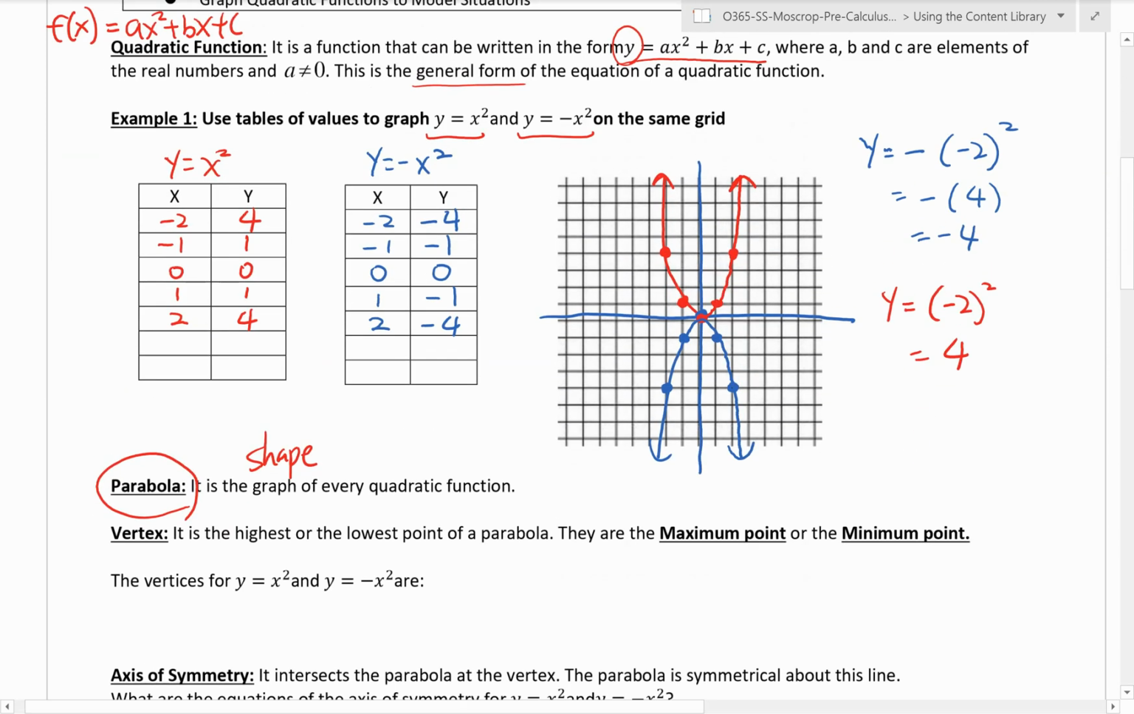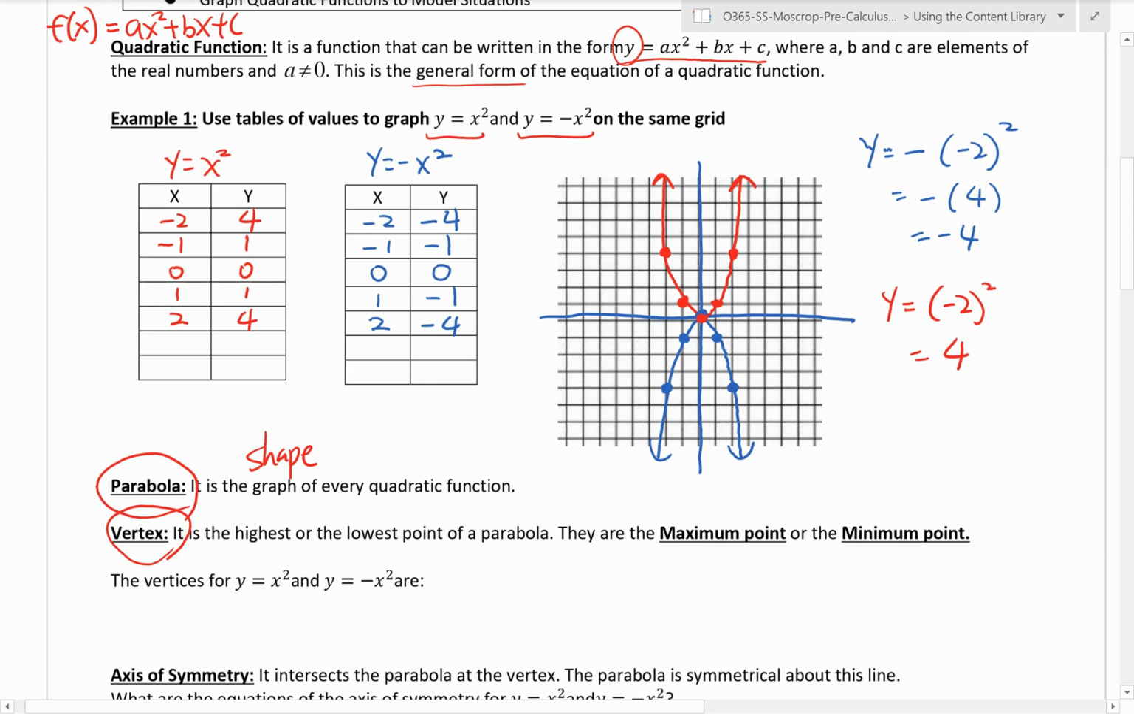We are going to look at some properties. That's what this lesson is about. So we have some definitions here. There's the vertex. The vertex is either the highest or the lowest point of a parabola. It's a maximum if it's the highest. Actually, I'm going to do it in different colors. Or the minimum point if it's the lowest.